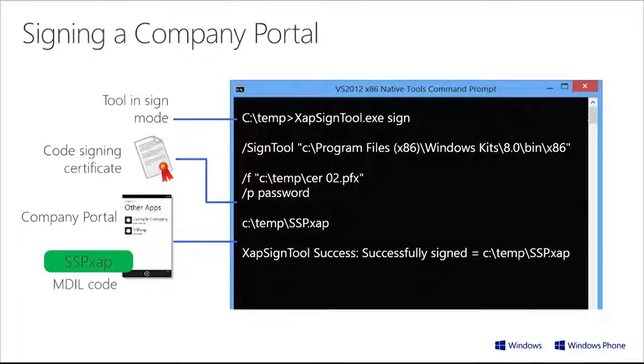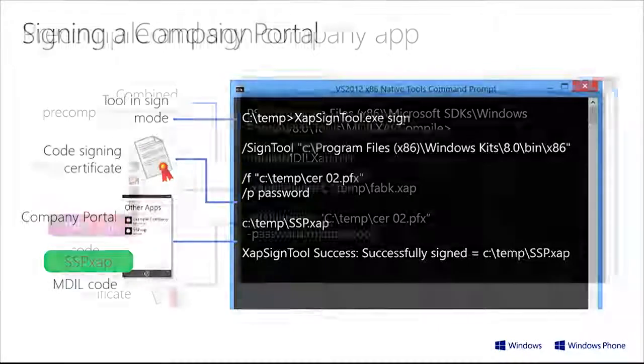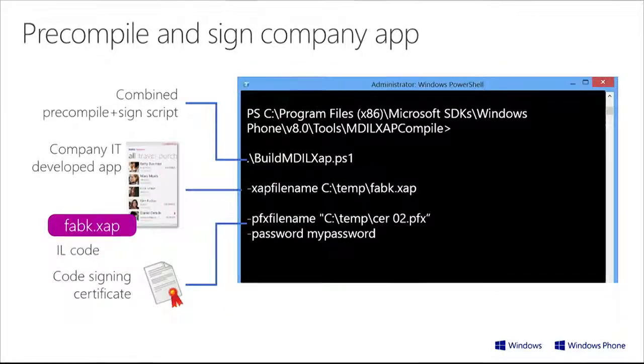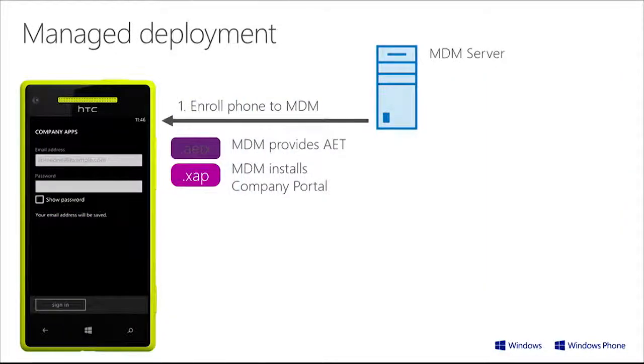So this is how you sign the application. That's the first step, and this is how you pre-compile the app, as a PowerShell script. These are all installed in the SDK directories on your machine. So that's pretty easy, right? That is easy. Even I could do this. You should be able. Maybe.